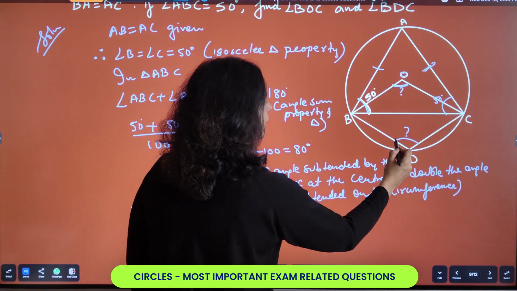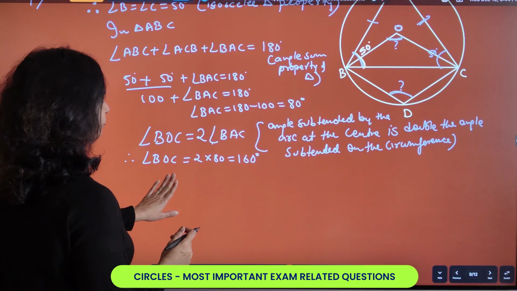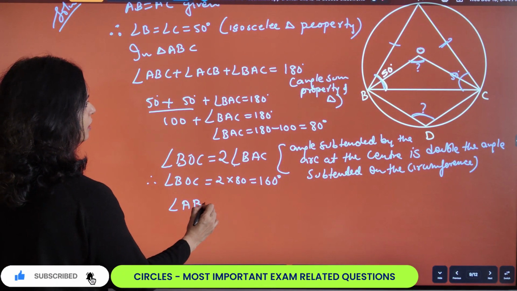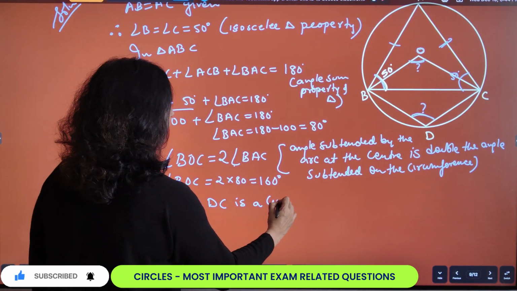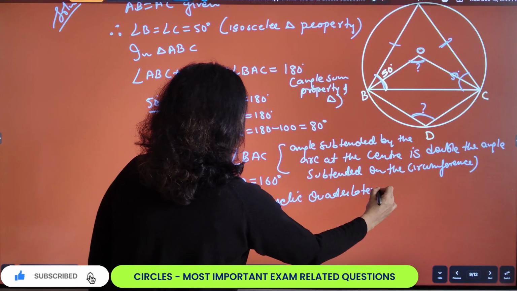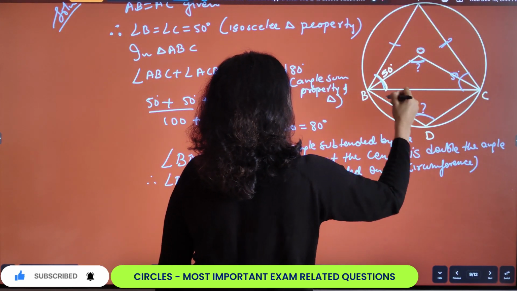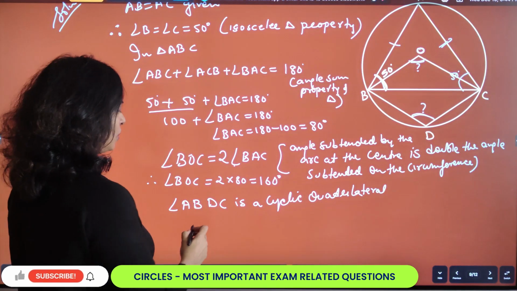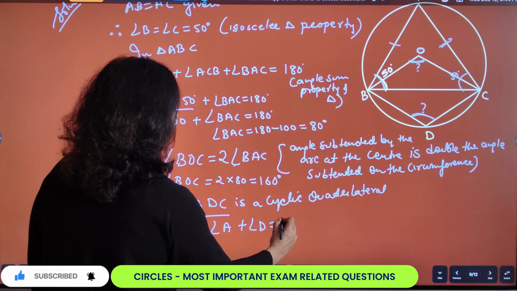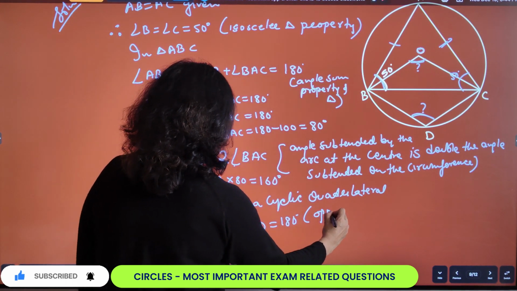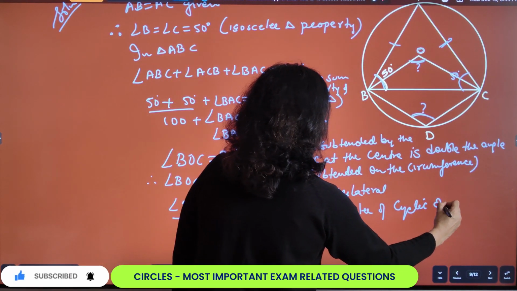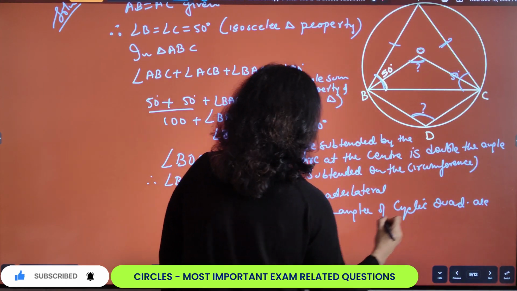Now how do we find BDC? If you see the figure, ABDC is a cyclic quadrilateral, because these vertices are touching the circle. So it is a cyclic quadrilateral. So angle A plus angle D is 180 degrees, because opposite angles of a cyclic quadrilateral are supplementary.